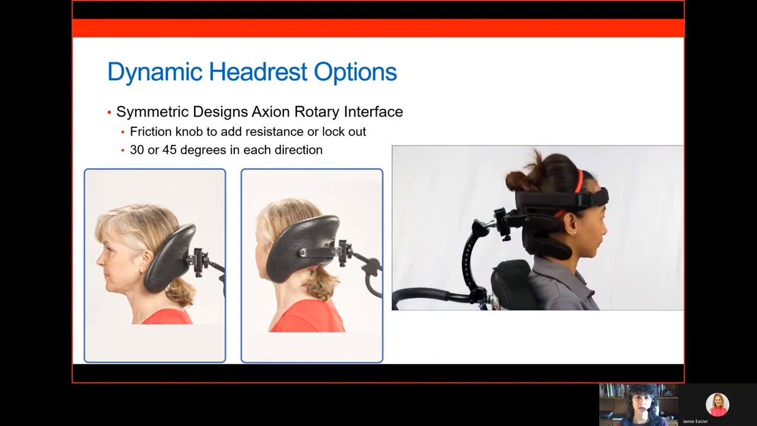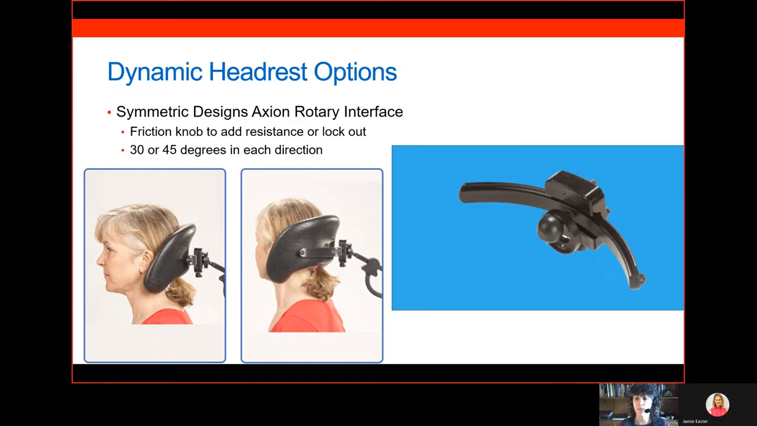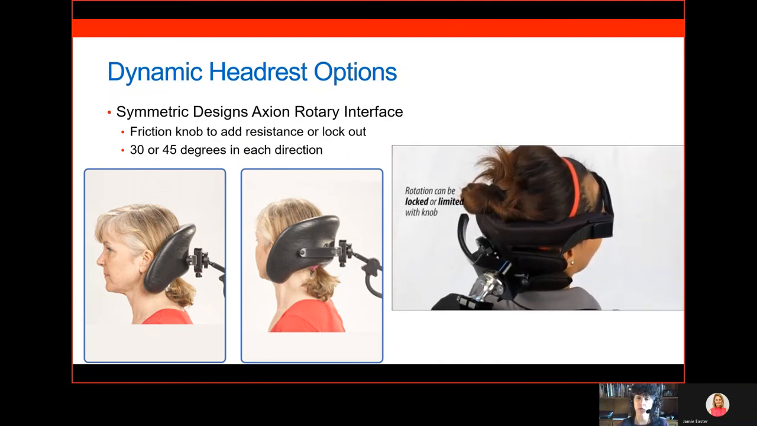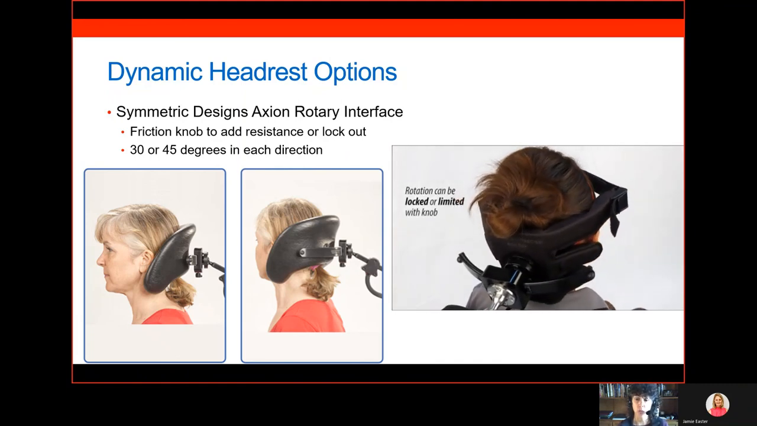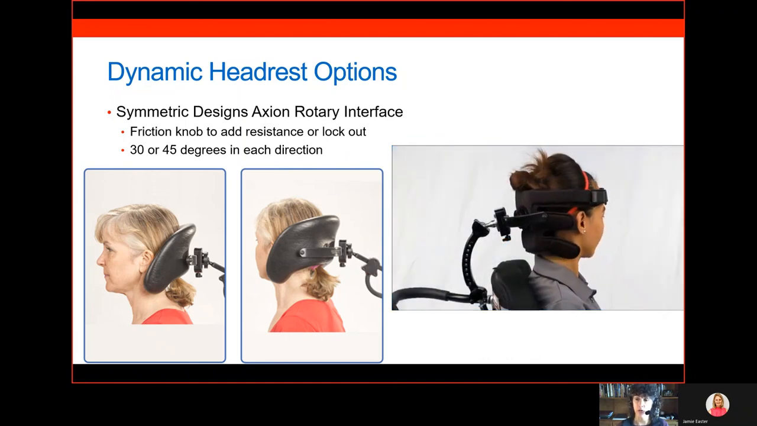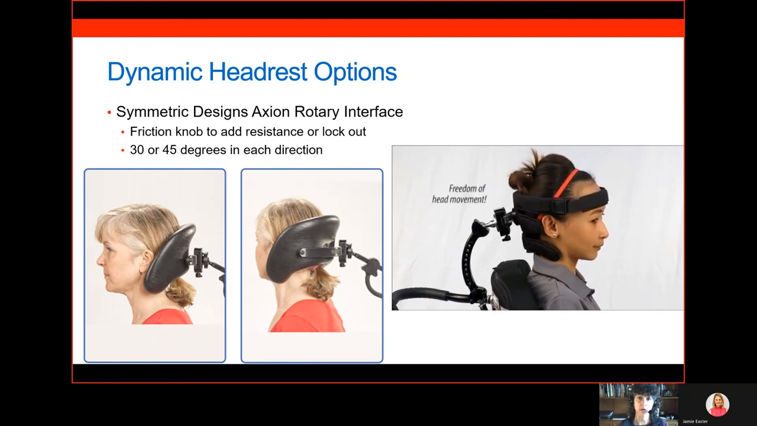Symmetric Designs also has the Axion rotary interface, and this has been available for some time. It's shown on the right in this video with their particular headrest that works really well, the Savant headrest. You can see on the Savant headrest, this person has the forehead strap on. So if we have to strap someone's head to their head support in order to keep their head in position, we can still allow some movement in this rotation pattern here without the client losing their head forward.